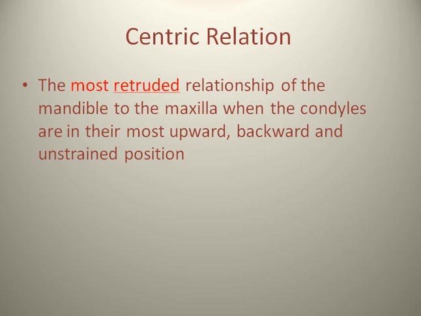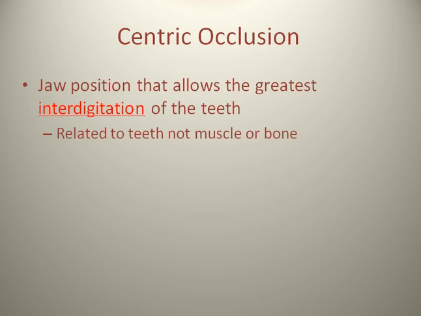Centric relation is an artificial position of the jaw where the most retruded position of the mandible in relation to the maxilla is created. Centric occlusion is the normal relationship of the jaws that allows the greatest interdigitation of the teeth. It is related to the teeth, not to muscle or bone.